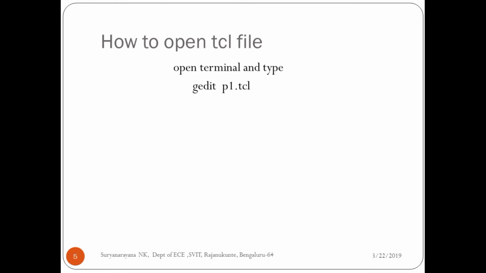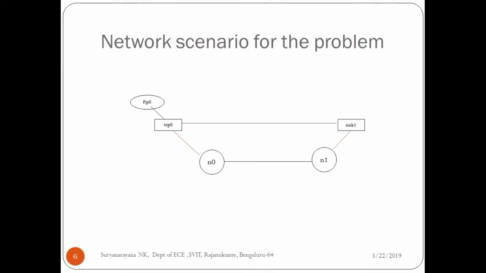How to open a TCL file? Open terminal and type gedit p1.tcl. p1.tcl is nothing but the name of the TCL file with extension TCL.